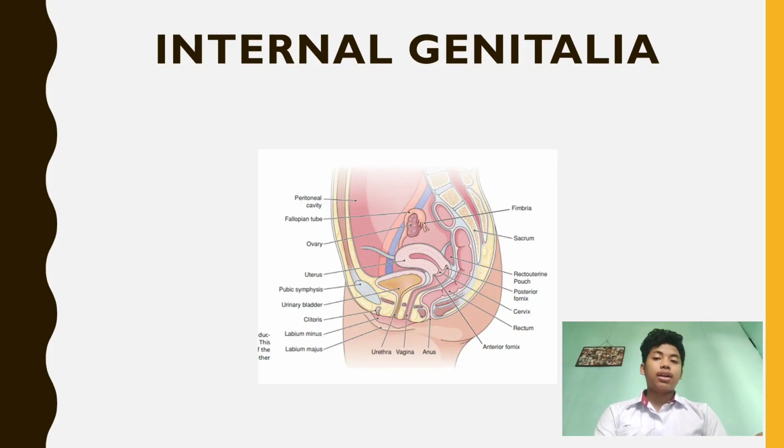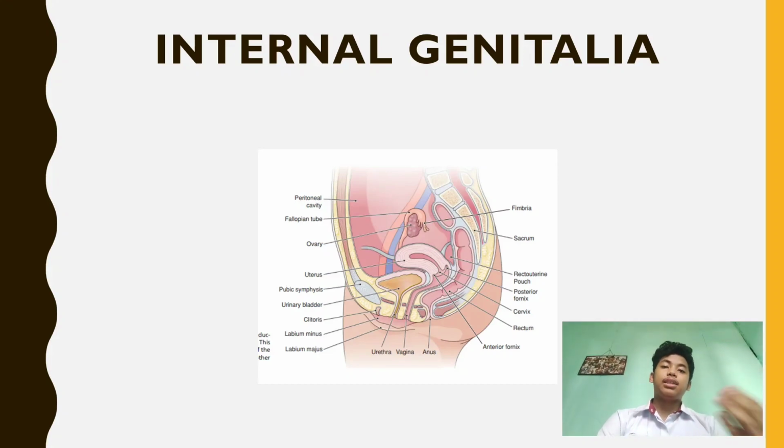Next, the second layer is the submucosal layer. It contains the blood vessels, nerves, and the lymphatic channels. The third layer is composed of smooth muscle, and the fourth layer consists of the connective tissue and the vascular network.